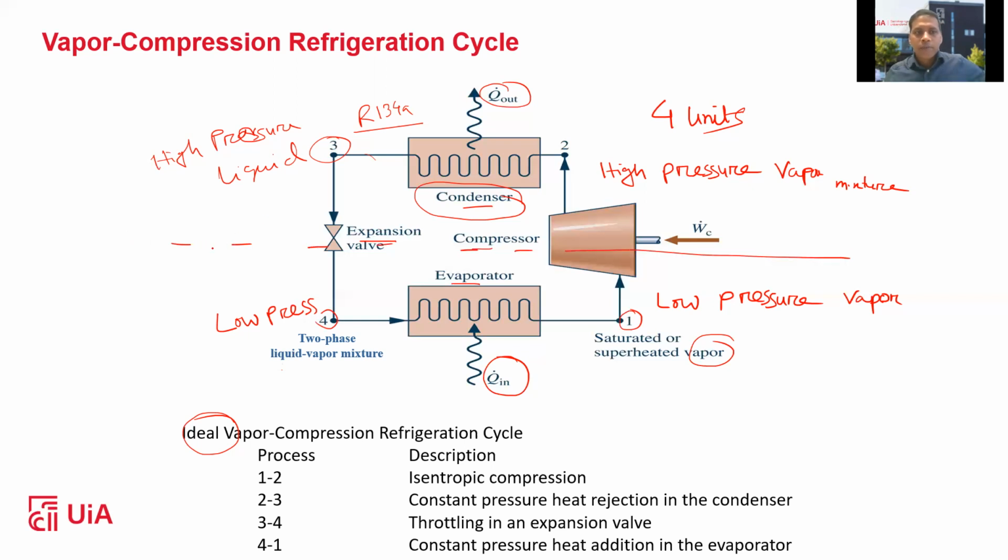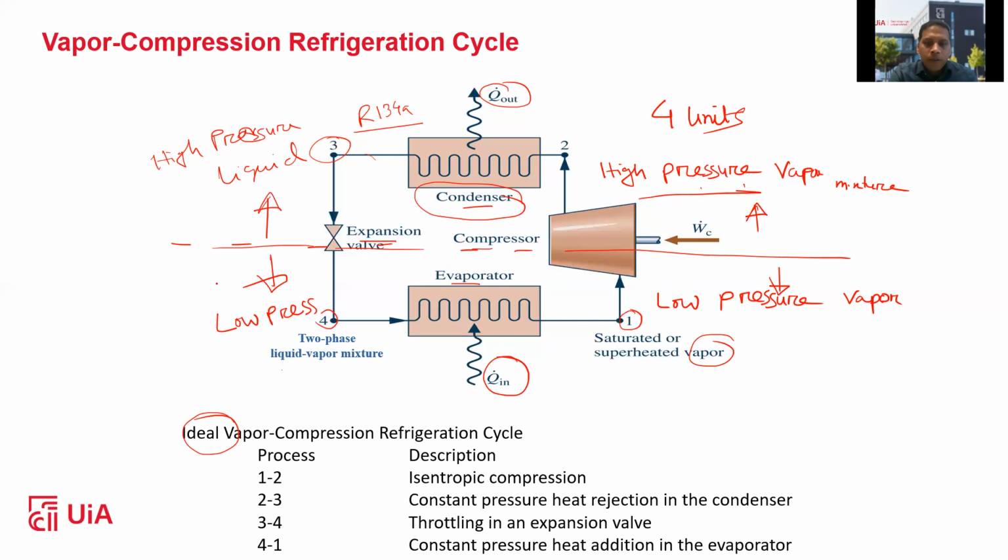So this line I am drawing is to show you a kind of high pressure zone. This is the high pressure zone, and this is a low pressure zone. Same thing you can see in here. This is a high pressure zone. This is a low pressure zone. Okay, this is the main principle of a vapor compression refrigeration cycle.